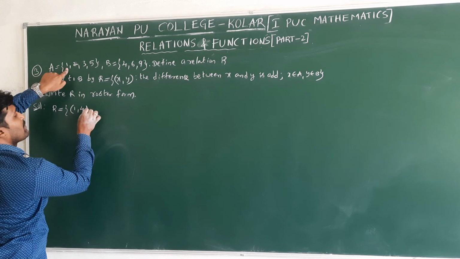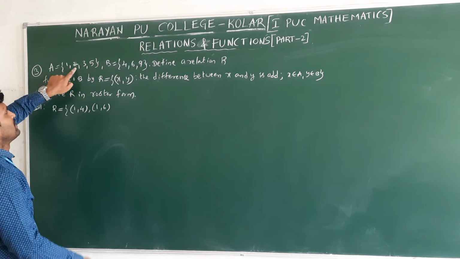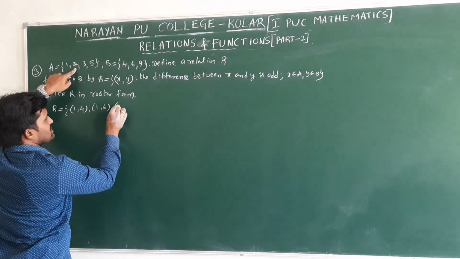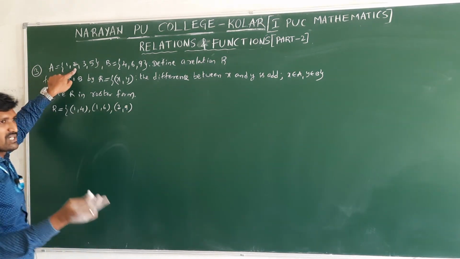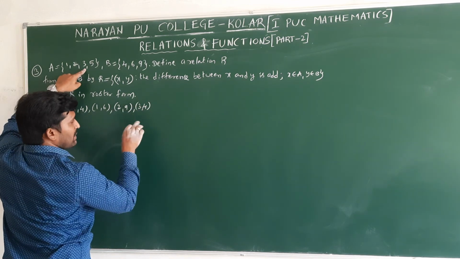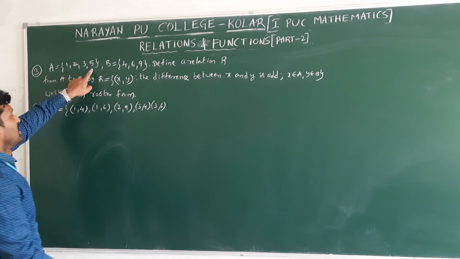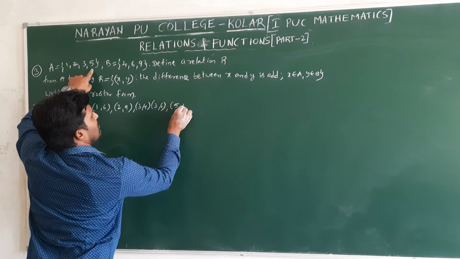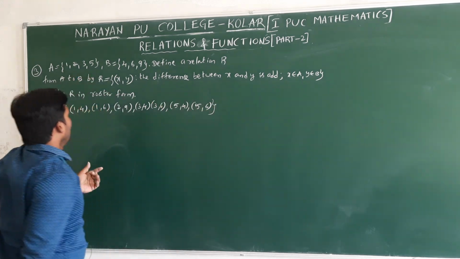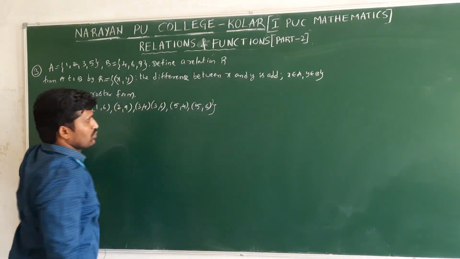Next (1, 6). (1, 9) I am not taking because you will get an even number. Next 2. (2, 4) don't take. (2, 6) also don't take. Next (2, 9) because the difference will be minus 7. Then 3. (3, 4), 3 minus 4 is minus 1. (3, 6) don't take. (3, 9). Next 5. (5, 4), (5, 6). Don't take (5, 9) also. In these ordered pairs, the difference of x and y will be an odd number only. That's the answer.